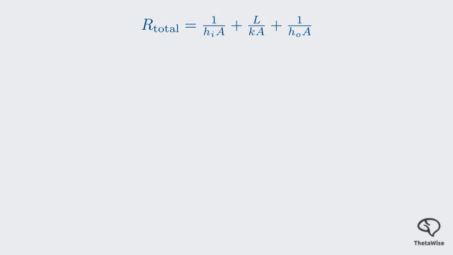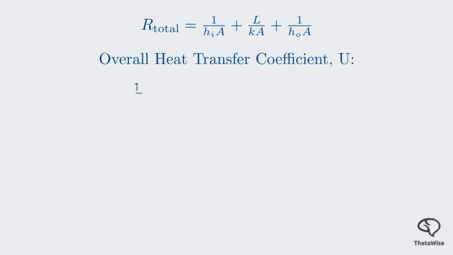Now, we define the overall heat transfer coefficient U by the equation U equals 1 over the total thermal resistance times the area A. In other words, U is 1 divided by the sum of 1 over h_i plus L over k plus 1 over h_o.